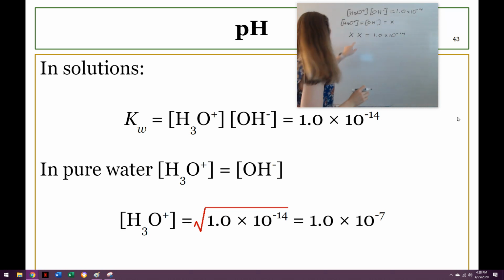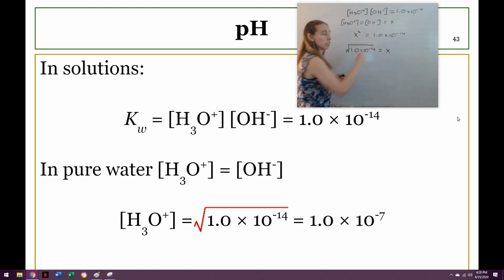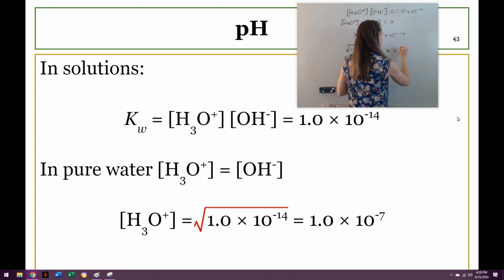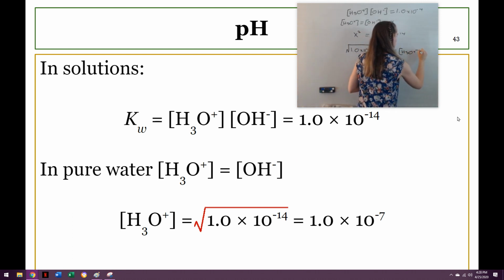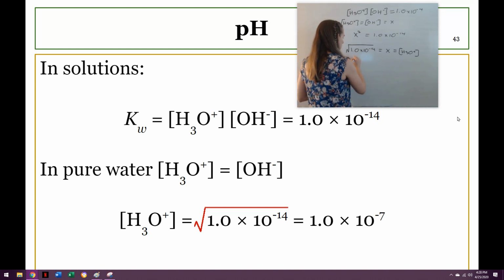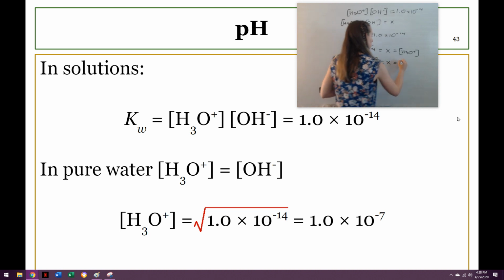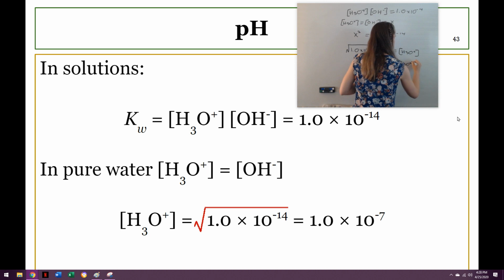Well, we all know what that means, right? X squared. So in pure water then, if you were to take the square root of your 1 times 10 to the negative 14, that's equal to X, which is equal to H3O. Go ahead and plug that into your calculator here, and you'll realize that it is 1 times 10 to the negative 7 is equal to X, which is equal to H3O in pure water.